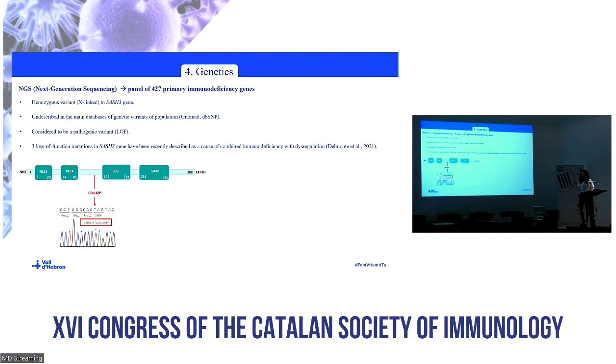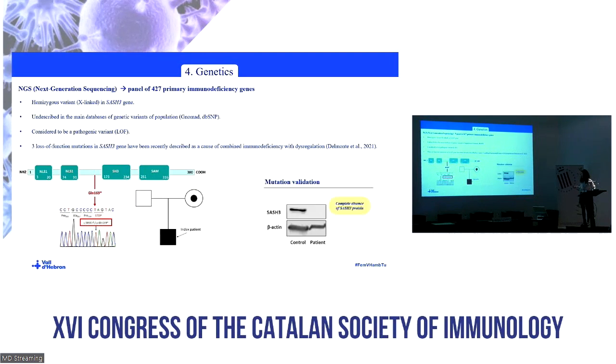It's not present in major population databases, and it's predicted to cause loss of function by truncating the protein upstream of these important two domains. And to date, only 3 loss of function mutations in this gene have been described as a cause of combined immunodeficiency with immune dysregulation. We confirmed the mutation by Sanger, and the family study shows that the mother is a heterozygous carrier. We validated this mutation by Western blotting, where total absence of this protein was observed in the patient.